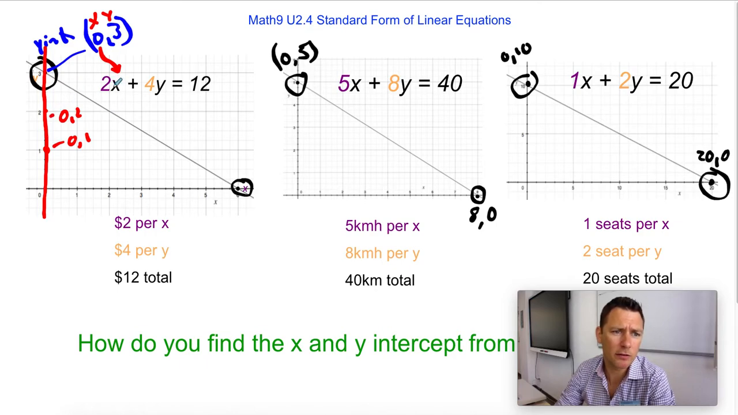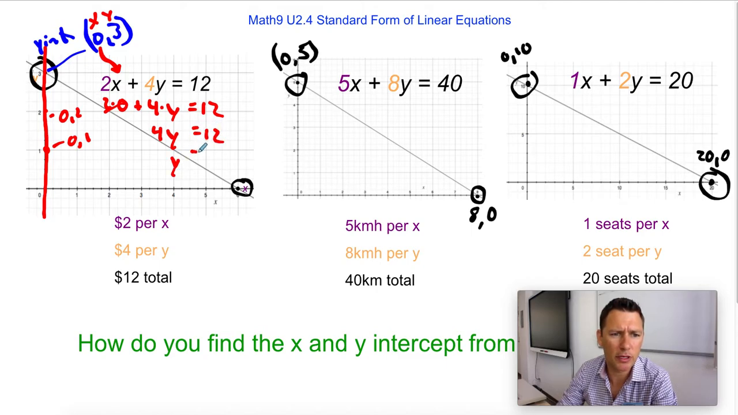So let's plug in 0 for this. So now this is 2 times 0 plus 4 times y equals 12. 2 times 0 is 0. This is 4y equals 12. And so y should be 3. Oh, lo and behold, look, 3.